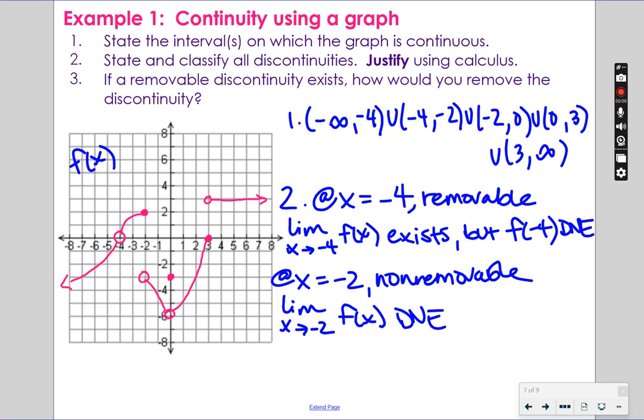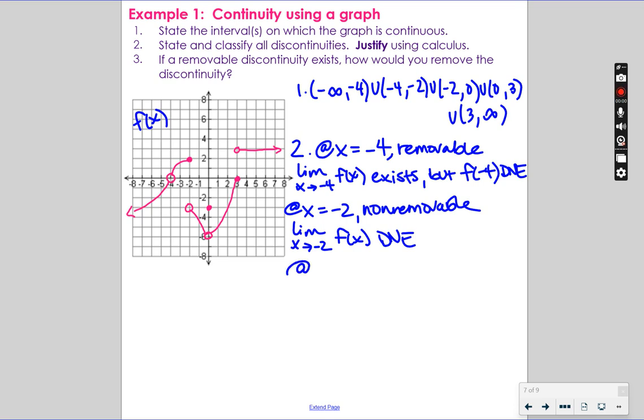Okay, next we have, I'm gonna need more space here, at x equals 0. All right, what type do we have at x equals 0? Okay, so removable is like the limit exists. So right here, they're both coming together at the same point, but there's a hole. But at -2, see how there's a jump? We got this here and this here. So that's what makes it non-removable. At x equals 0, which type is it? Removable.